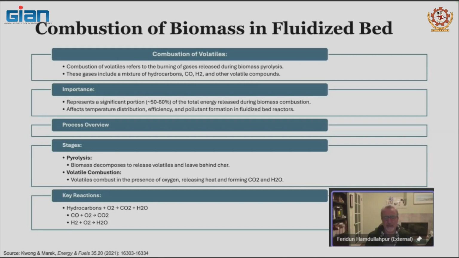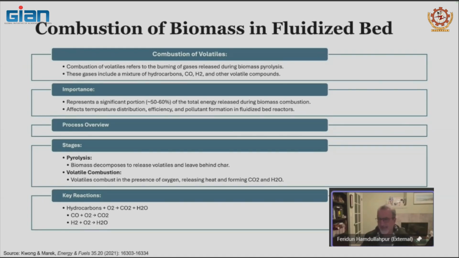Comes from the pyrolysis part, or incomplete combustion of carbon, and of course, hydrogen. There are some others, but these are the two main combustibles. And it represents, as I mentioned, a significant portion, between 50 to 60% of the total energy released. In some cases, it could be even more during biomass combustion.